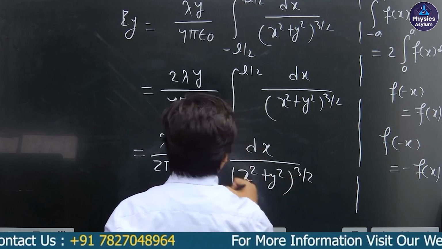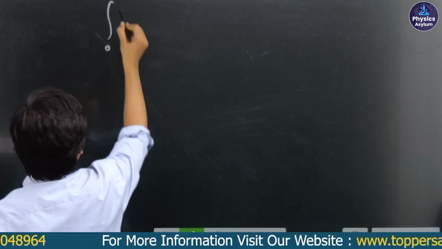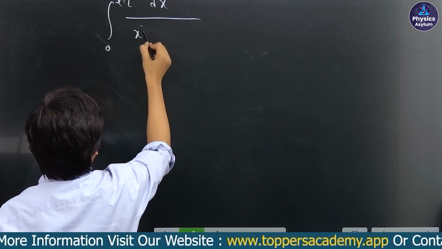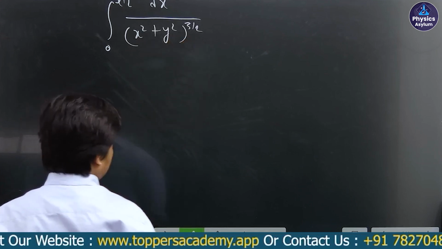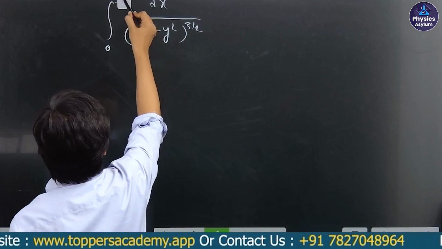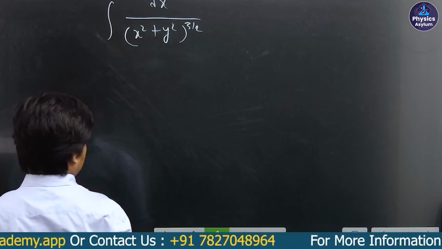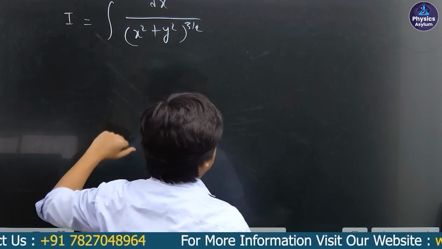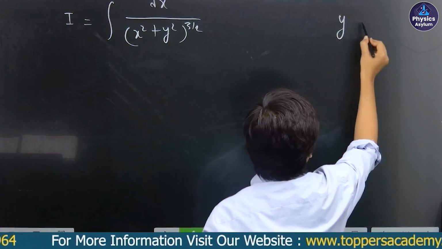To solve this integral, I can write this as the integral from 0 to L/2 of dx over (x squared plus y squared) raised to the power 3/2. Forget the limits for some time here. I want to first solve this indefinite integral, and I will do that using the substitution method.